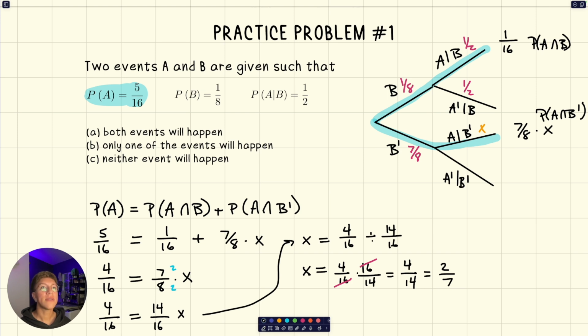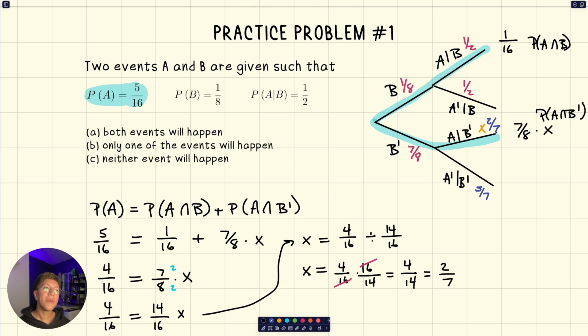And let's do that in a new color. Let's do blue. Once we have that one unlocked, again, using what we know about tree diagrams, everything sums to 1. We immediately find this one down here as well, and we can see that this is now 5/7, like that.